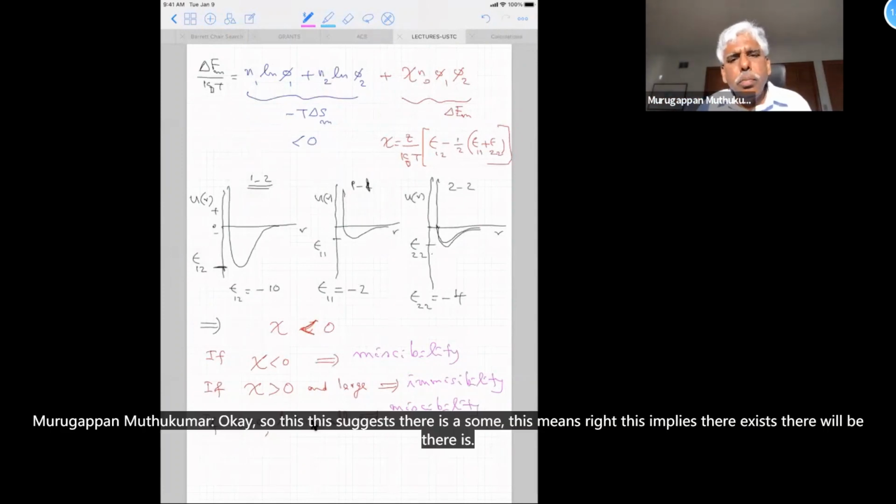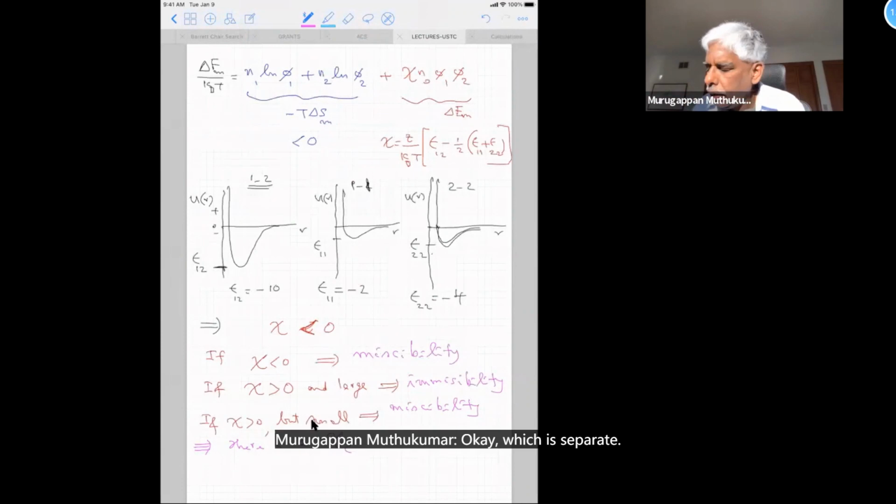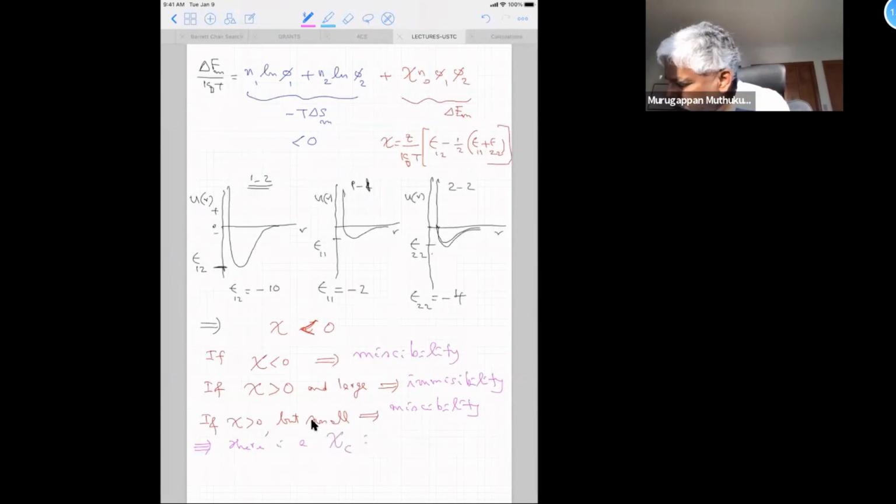Okay, so this suggests, this implies there is a chi critical, which separates between miscibility and immiscibility.